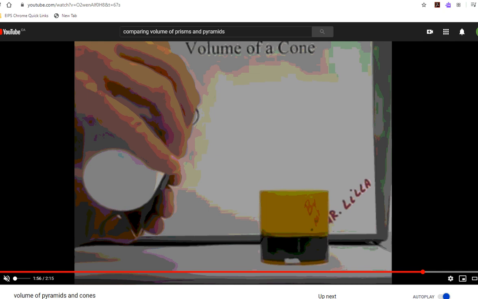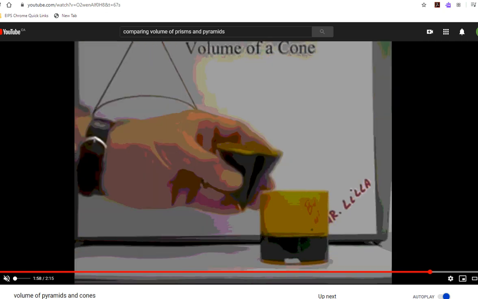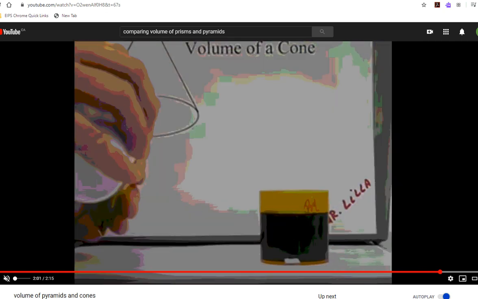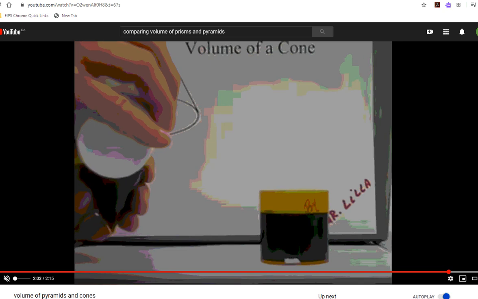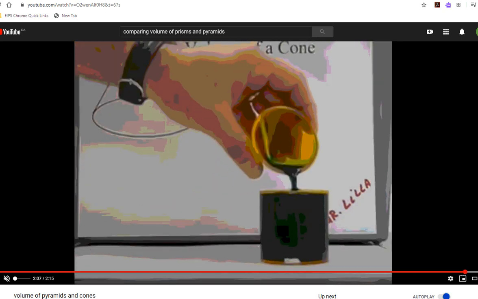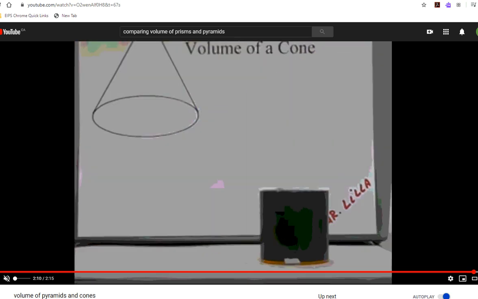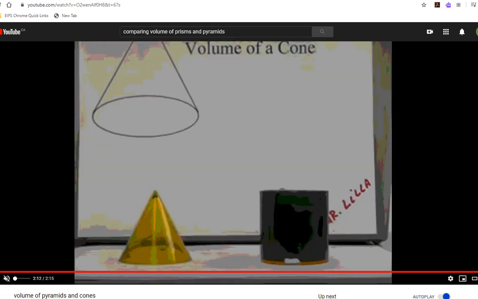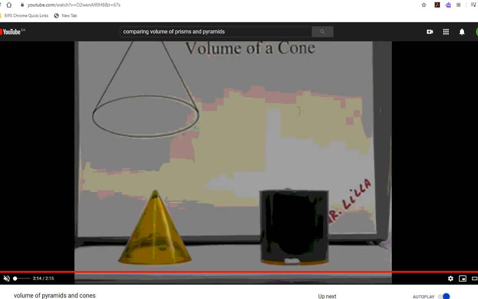They don't have as many cones this time. They can't keep them separate. But there's 2. Will the third one fit? When we take a look at it, you get 3 of the cones, those pyramids, going into the prism.